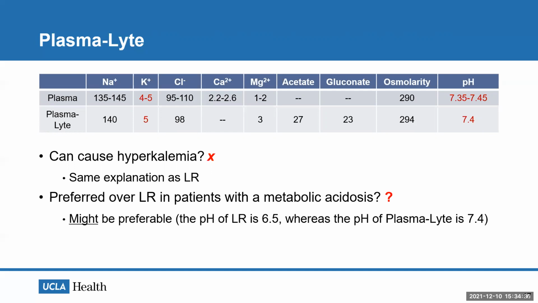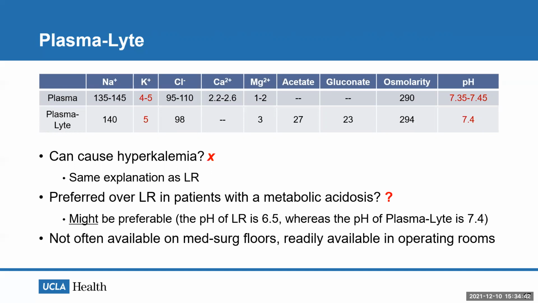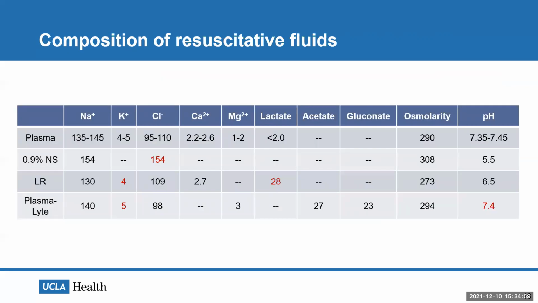It might be preferable. As a refresher, the pH of LR is 6.5. It was in the previous slide. This is closer to that of blood. The literature doesn't actually support it, so it's hard to say. Lastly, this is not often available on med-surg floors, but readily available in operating rooms. So accessibility might be a consideration depending on how quickly you need this fluid. So this is a composite of the different compositions of resuscitative fluid.